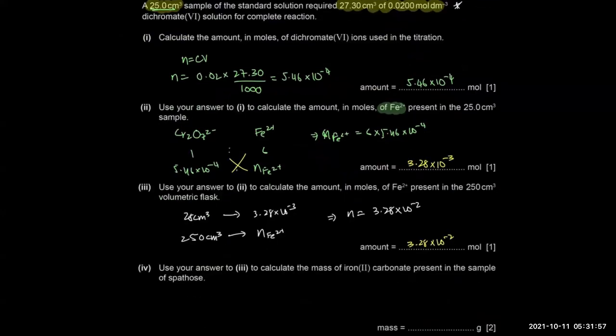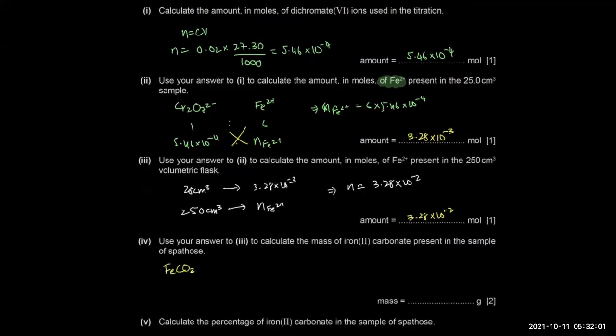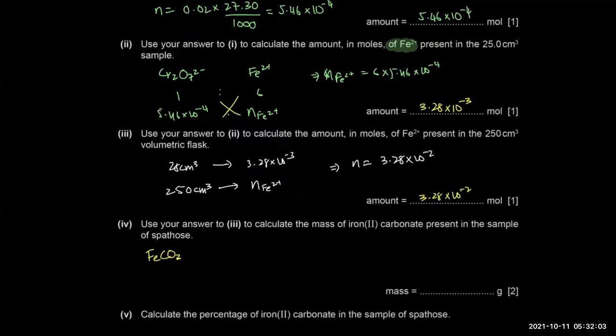So can I say that I know that iron 2 carbonate का formula is FeCO3, and हमें पता है कि Fe2 plus के हमारे पास total moles कितने थे? 3.28 times 10 to the power of minus 2. So can I say that the number of moles of iron 2 carbonate were the same?